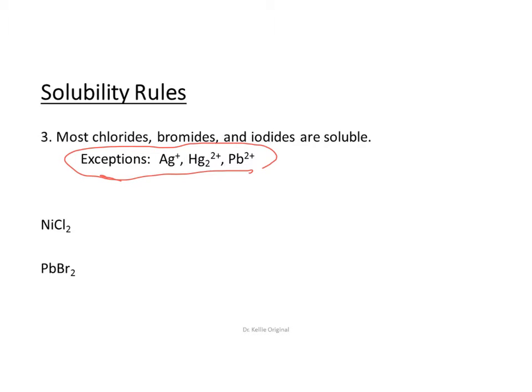I'm going to ask them because they have a great deal of use to us in the laboratory when it comes to separating things and performing qualitative analysis. And we'll go into that in more detail later. But right now you need to know that most chlorides, bromides, and iodides are soluble, except silver, mercury 1, and lead 2. So again, let's apply this rule.